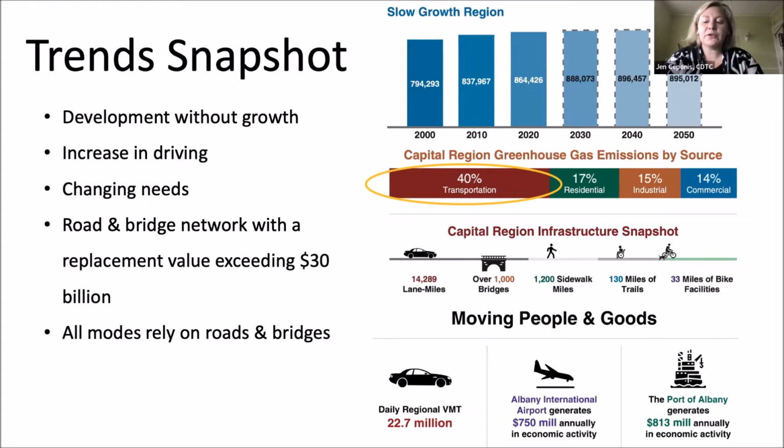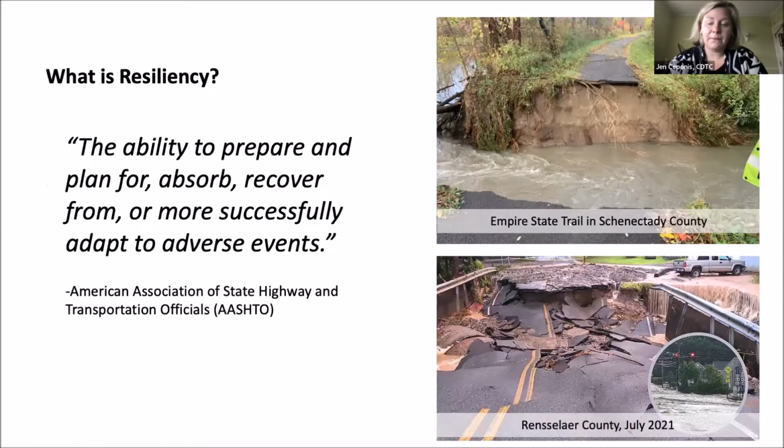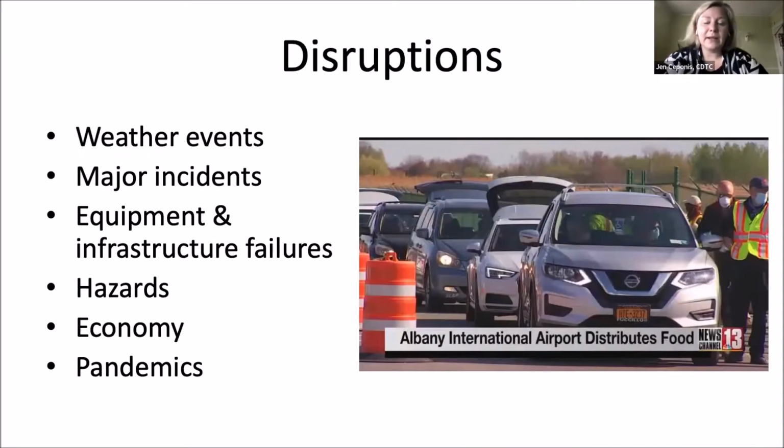So how can we reduce disruptions to mobility and to the transportation system, to this large network that we already have, in any given event, hazard, or other incident? This is what we mean by resiliency: the ability to prepare and plan for, absorb, recover from, or more successfully adapt to adverse events. And these are just some photos of facilities and infrastructure in our region that have, within the last 2 years, been impacted by extreme weather. And we're seeing this more and more, and this is why this is a priority for CDTC.